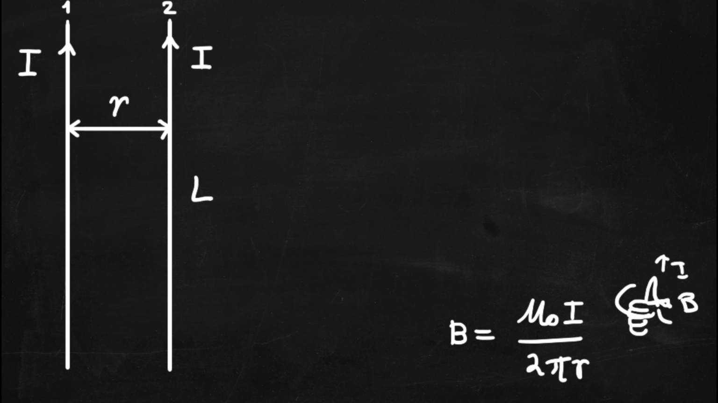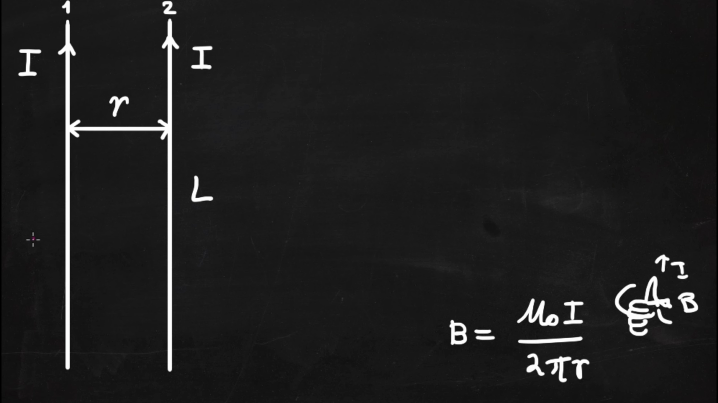The first thing I want to do is to think about this problem conceptually and try to determine whether this force is going to be attractive or repulsive. So pause the video right now and try to think through this problem just based on the way the currents are going and see if you can answer this question. Is the force pulling the wires together or pushing them apart? So now that you've had a chance to think that through, let's go ahead and solve the problem.